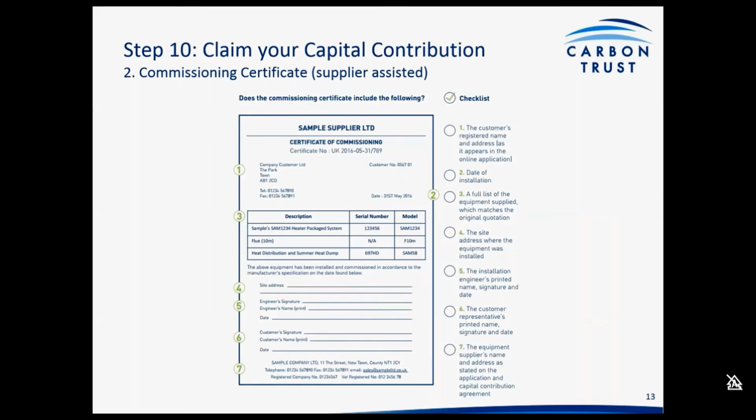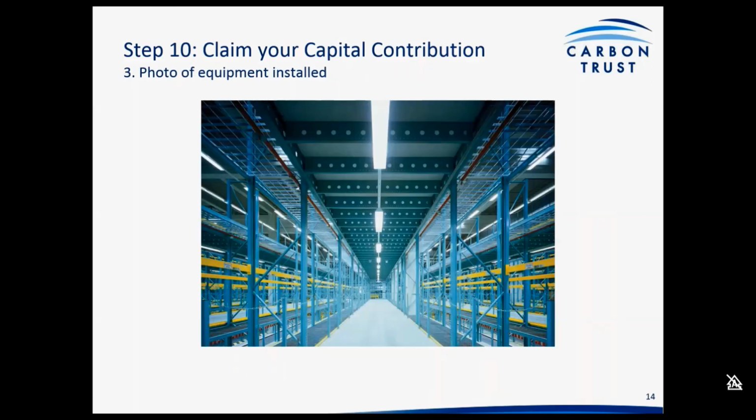Number 2, we want to see a commissioning certificate, and this is the exact same. It's something that will be provided by your supplier for you to sign, and which we've got guidance online to show exactly what we need to see on the actual document itself. Again, worth double checking that everything's there. Finally, we want to see a photograph of your new equipment installed and in place.